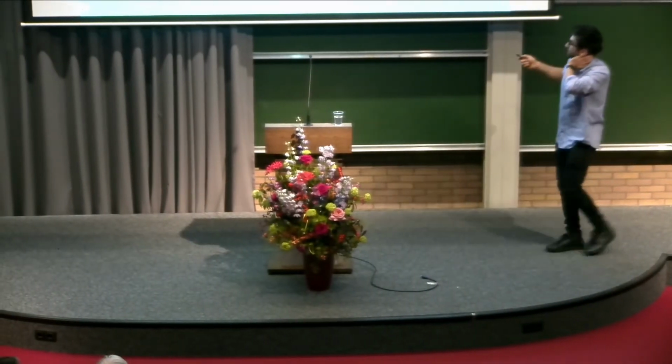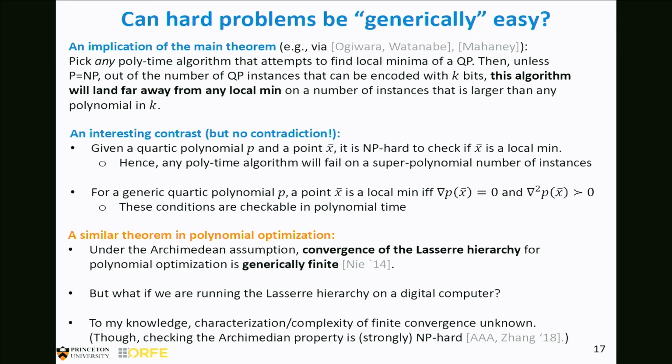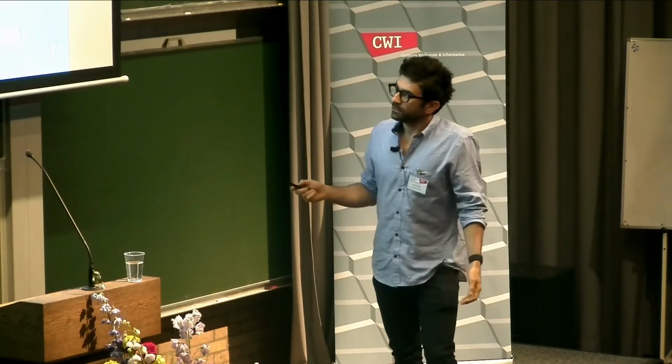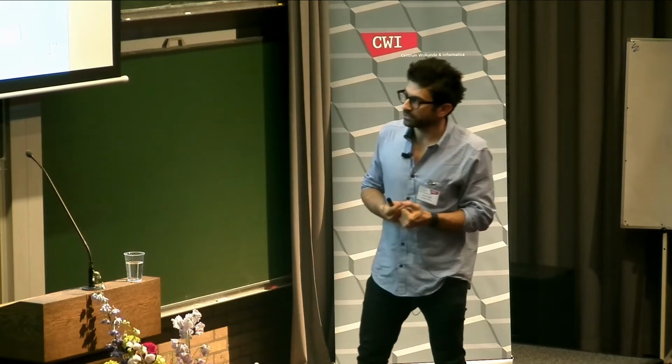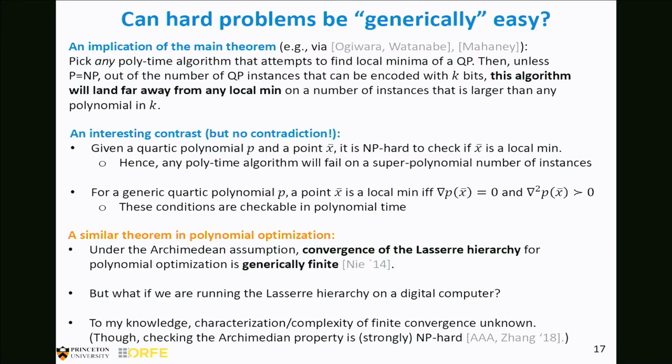And there are other theorems in our community like this. A very well-known one is this really nice result of Nie, which says that under the Archimedean assumption, so this is more for the experts, I apologize if you're not familiar with this, the Lasserre hierarchy has finite convergence generically. But this is the same situation. What if we run the Lasserre hierarchy on a digital computer, which we do all the time, and the input is rational? Then the statement doesn't tell us on how many instances you will succeed or fail. And to my knowledge, the complexity of testing finite convergence is not known.